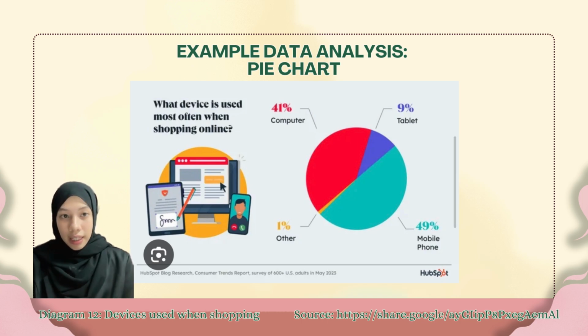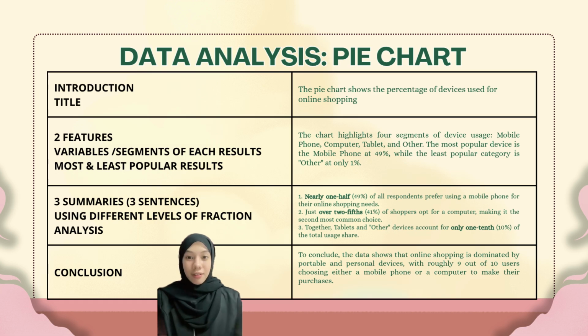Even further down the scale, the other category stands at a mere 1%, which is a great deal lower than use of tablets. In summary, it is clear that shoppers drastically prefer handheld and portable devices over traditional or niche equipment. Now, this is my pie chart data analysis.